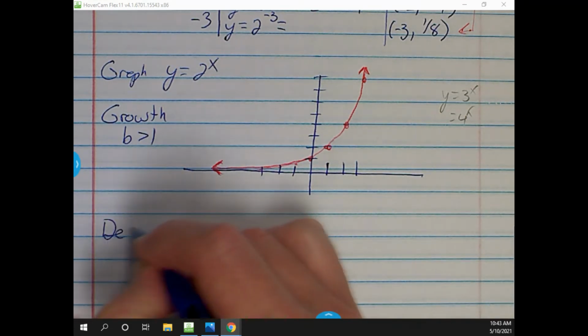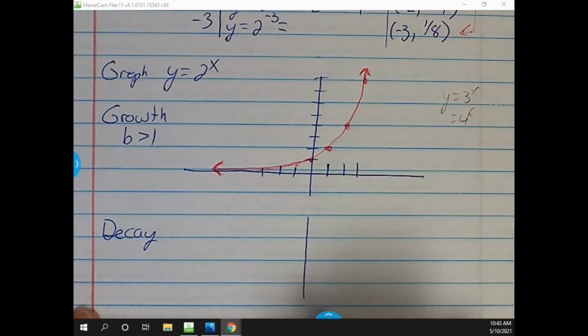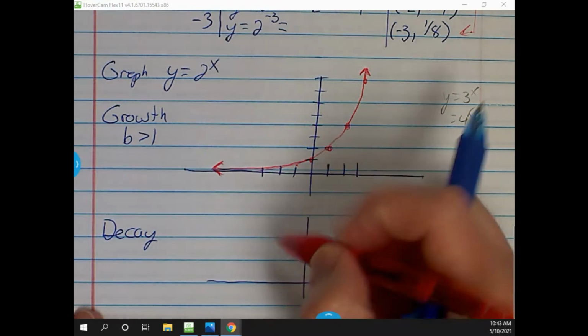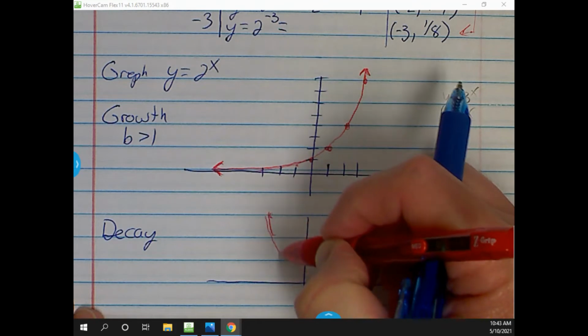If you do decay, well, it's just the opposite. Decay is going to start out high on the left side, and then eventually it's going to flatten back out and go this way.